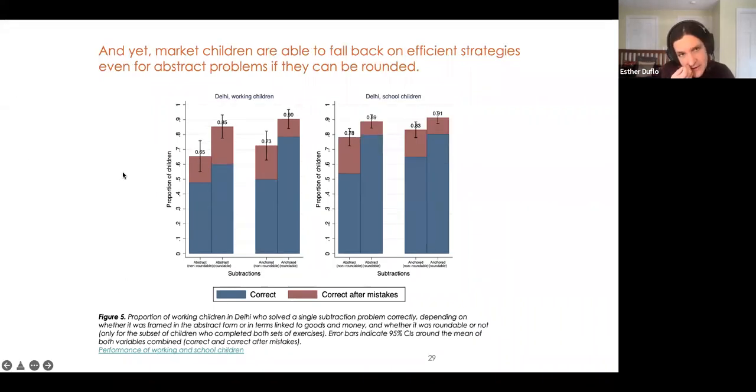Even so, they do grasp something very basic about mathematics, which is the base 10 structure of arithmetic. When we give them problems that can be easily rounded, for example 29 minus 12, they do much better by doing 30 minus 12 and then subtracting back one, even though they are not given the strategy. So they understand something very fundamental about the base 10 structure and how to exploit it. But when they're faced with an abstract mathematical problem, they get lost.